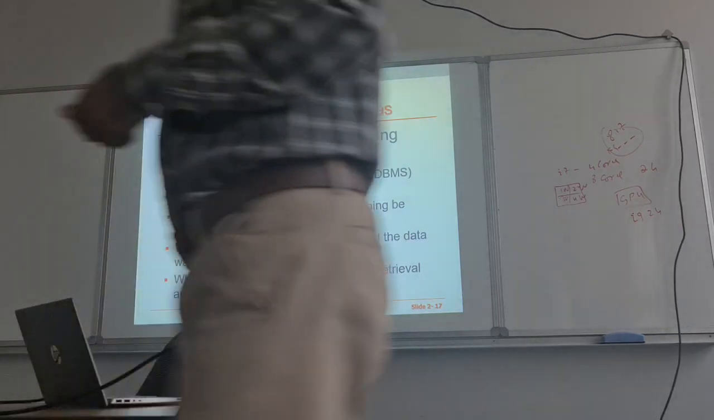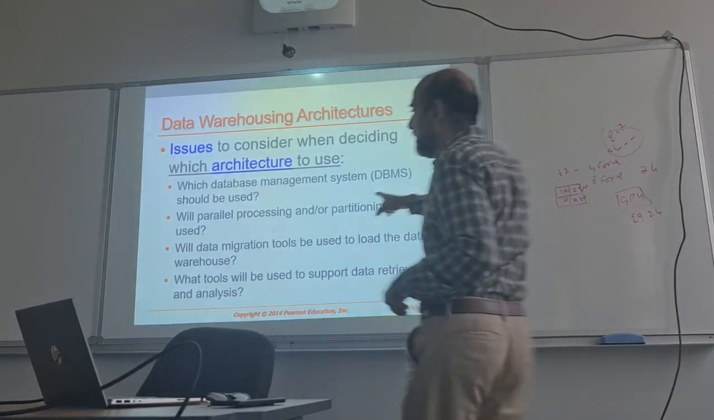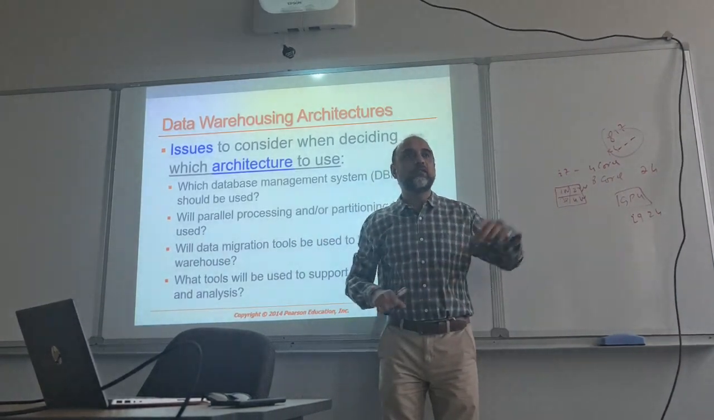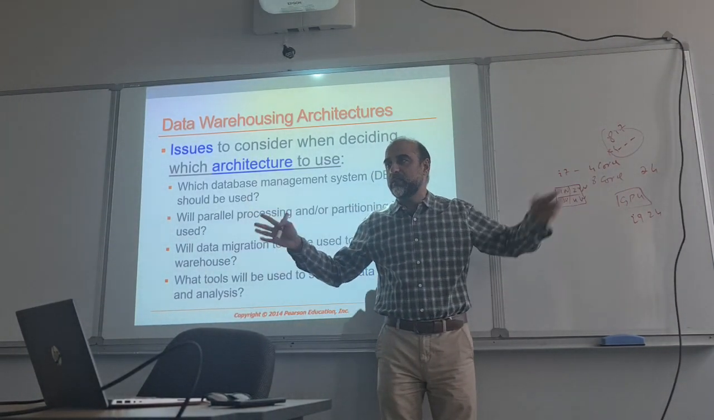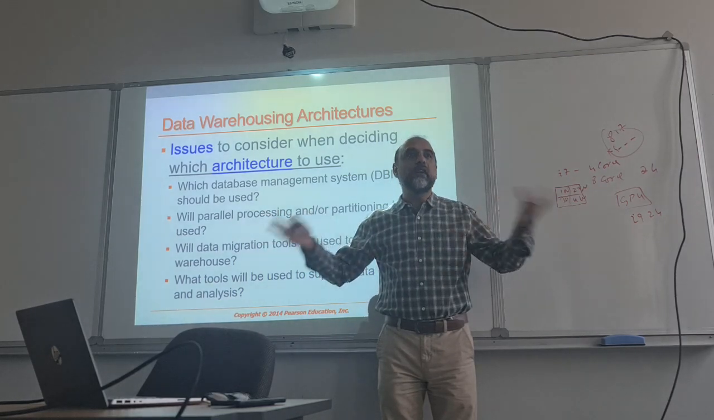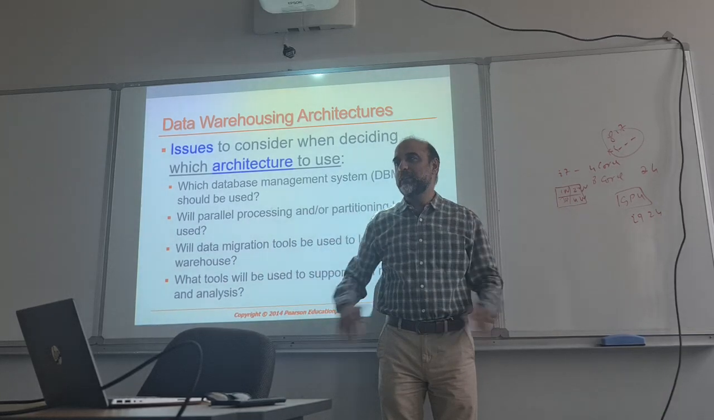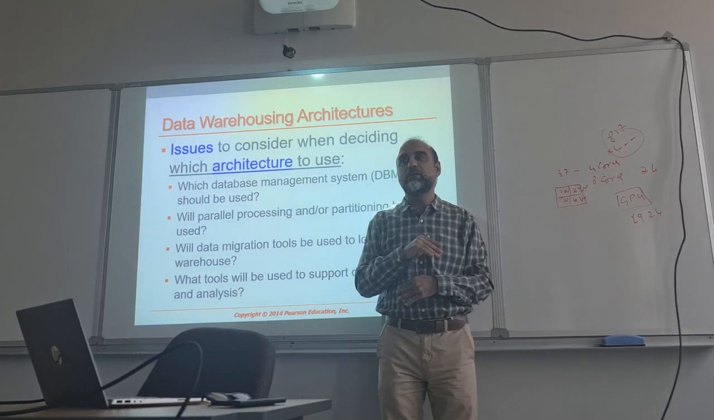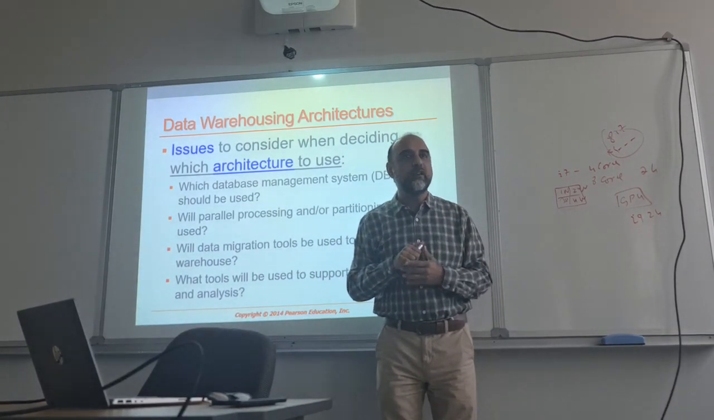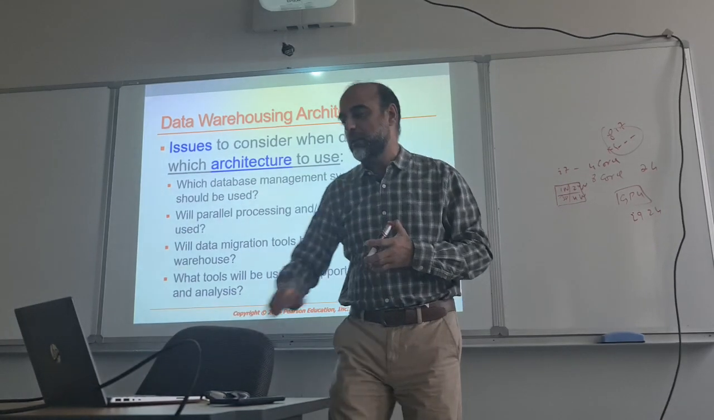Why are we mentioning parallel processing here in data warehousing? Because you're taking data from so many sources. You can divide work in terms of cleaning the data, in terms of preparing the data, right? And then you can put them all together, right? So that is why parallel processing can be a very powerful tool.